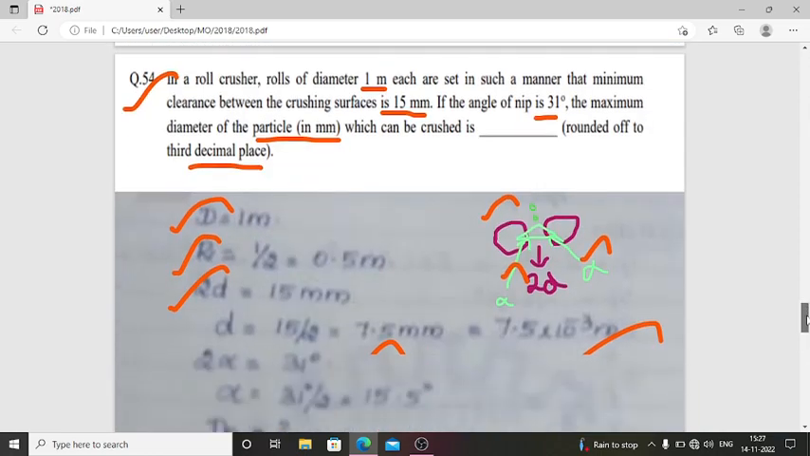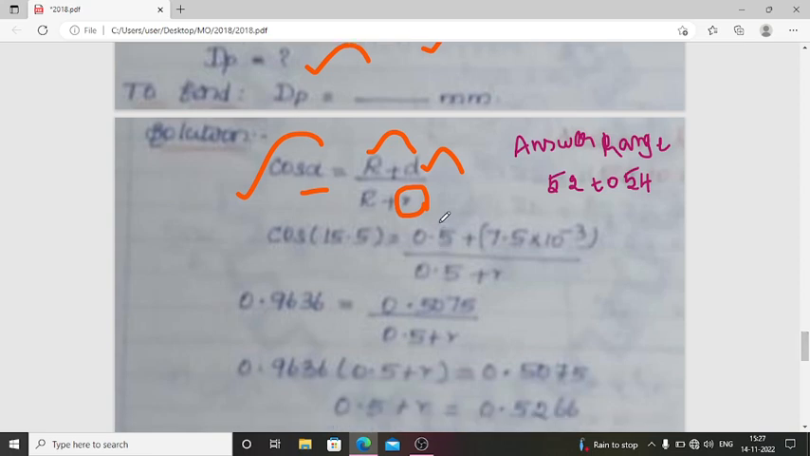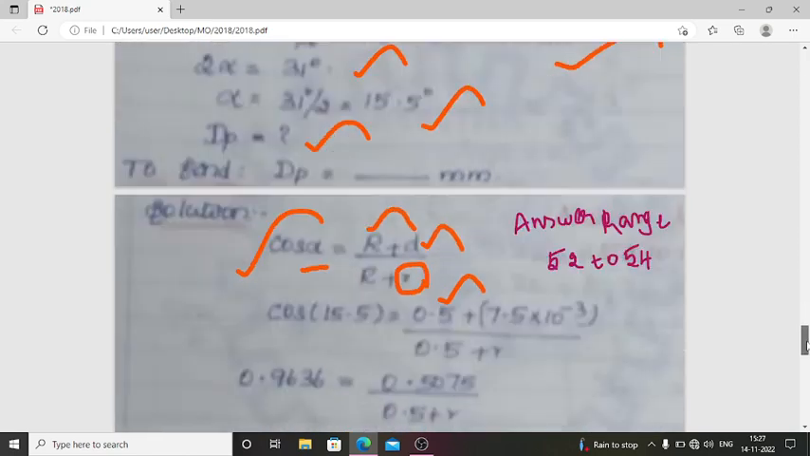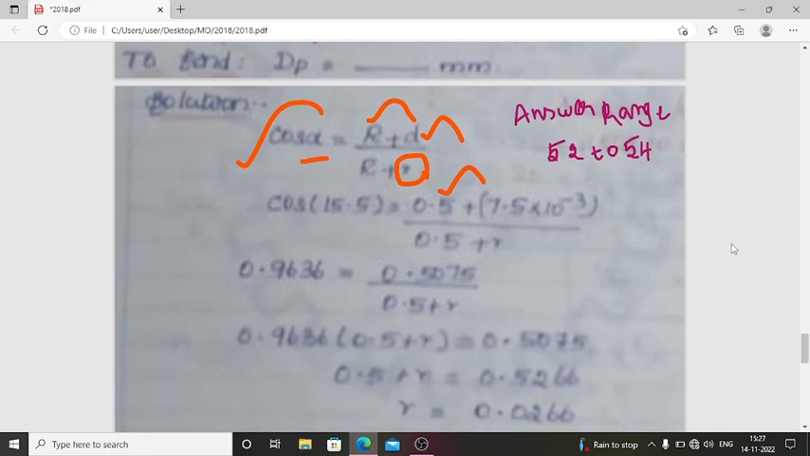Capital R, the radius of the rolls, is here 0.5. The diameter of the rolls is 1 meter, so the radius of the roll is 0.5 meter. Then small d, the clearance: 2d is equal to 15 mm, so d is equal to 7.5 into 10 to the power minus 3 meter. This is the clearance between two crushing surfaces. The roll radius is calculated from the diameter of the rolls, 1 by 2, that is equal to 0.5 meter. So that's why we take capital R equal to 0.5.